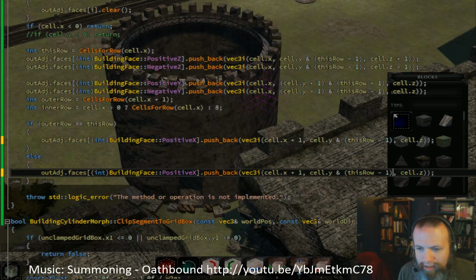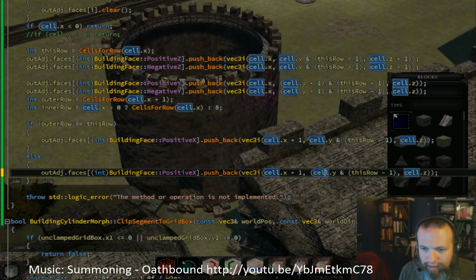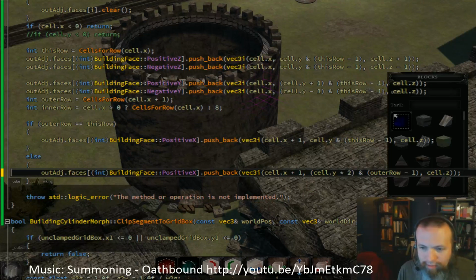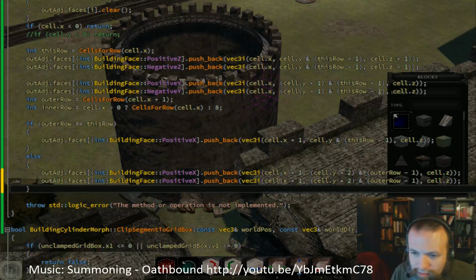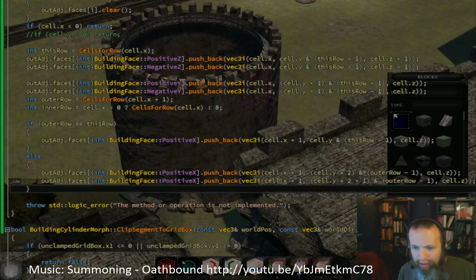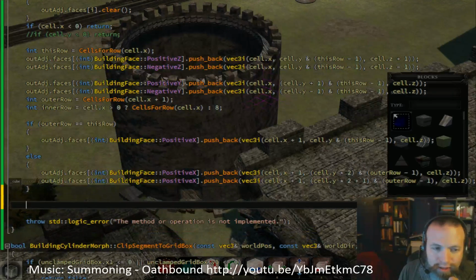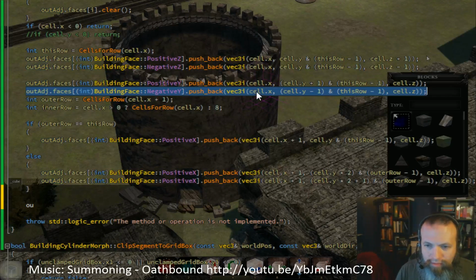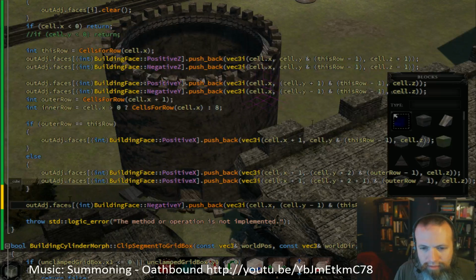And the reason I'm doing this is so that we'll avoid any weird degeneracies when you're just coming in right where it wraps or something like that. But what we actually want here is cell.y times 2, and those are the two faces that are adjacent on the positive X direction when we are going from a smaller row to a bigger row. And last of all, the inner row. The negative X direction.